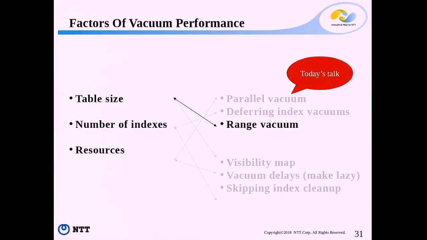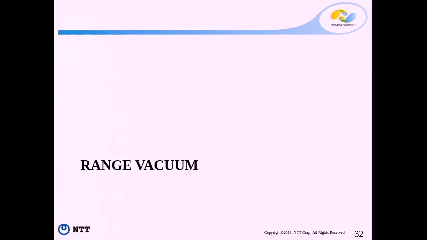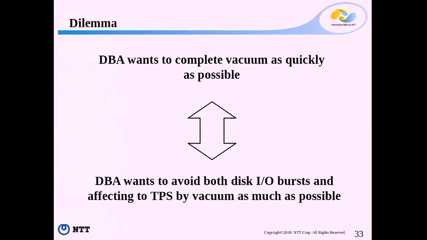Final. Okay. So the final item is the range vacuum. This item is the most experimental feature of these three improvements. I have experience as a DBA, and I felt that there is a dilemma.